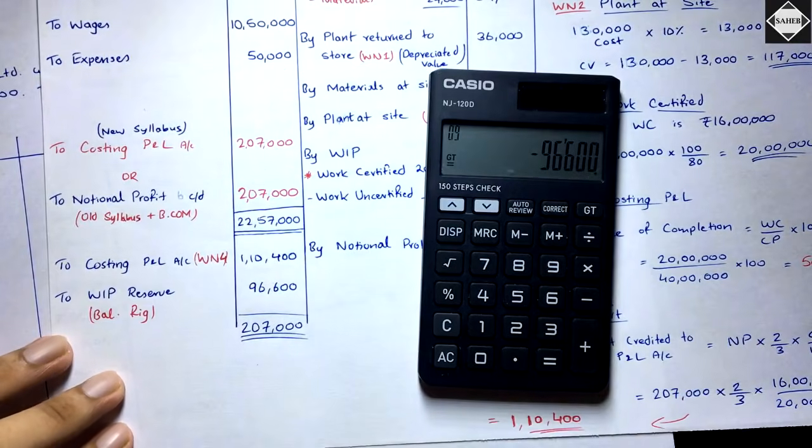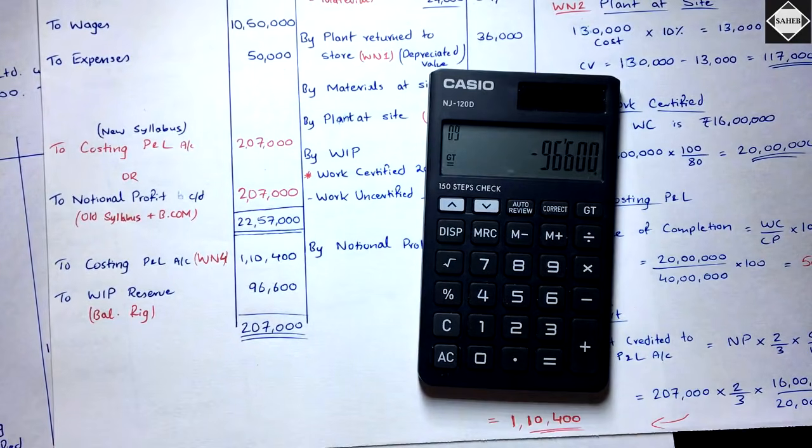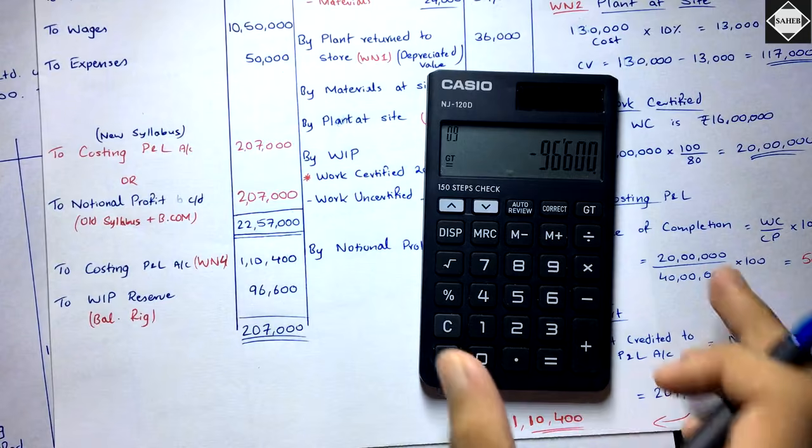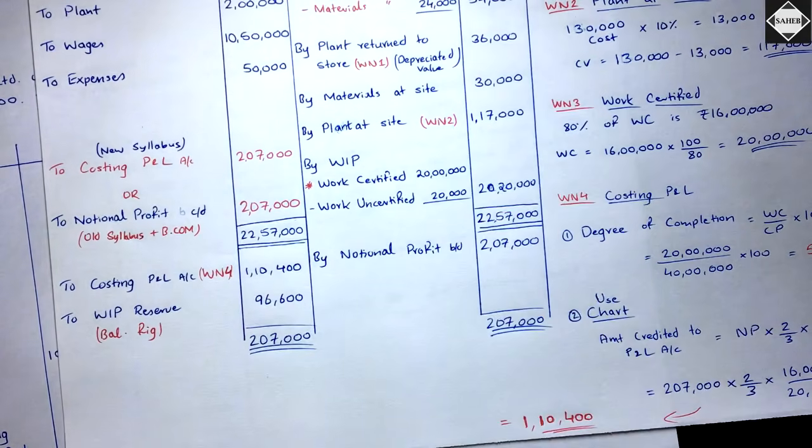So 96,600 would go to WIP reserve as the balancing figure. Now this WIP reserve has to be taken to where? To the balance sheet. Yeah, you have to subtract that. Now let's see the balance sheet and let's try to understand what we have to do in the balance sheet.